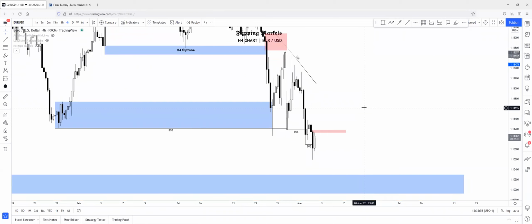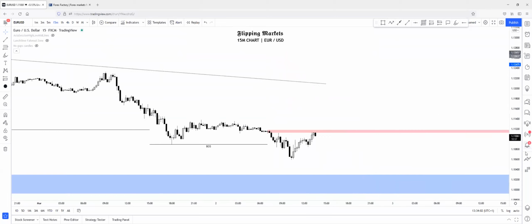Let me just read the comments. Isn't that zone part of the liquidity? Which liquidity do you mean?